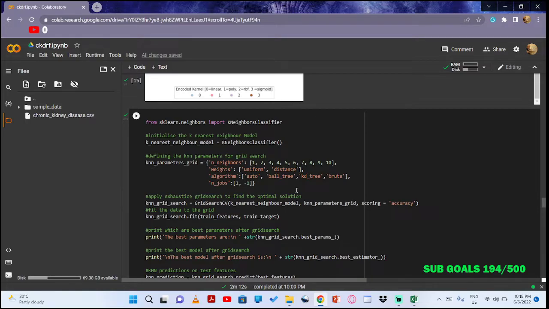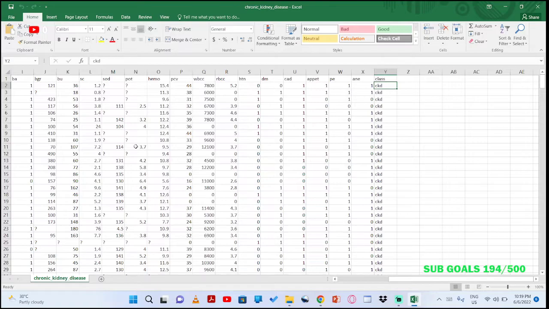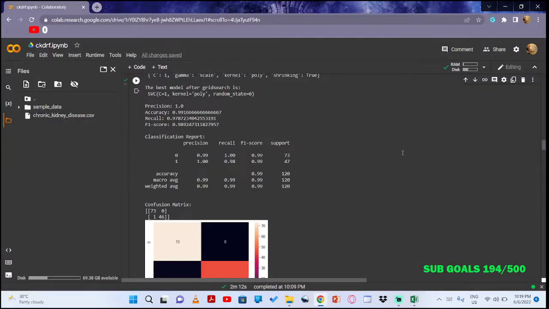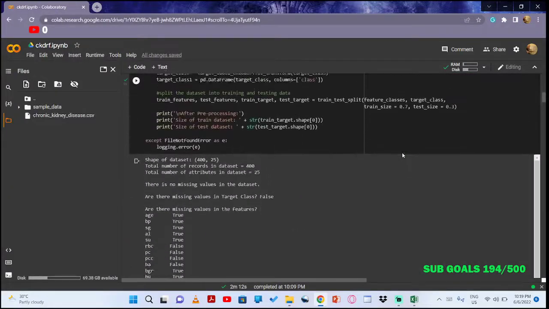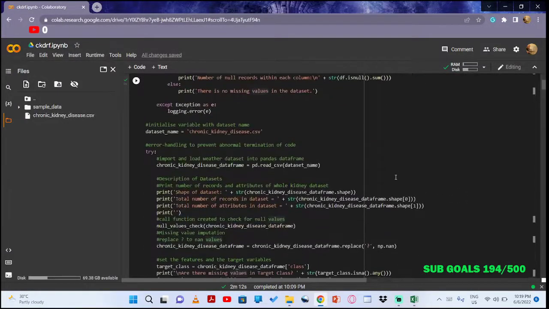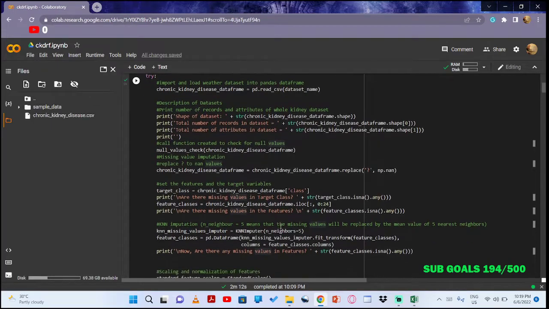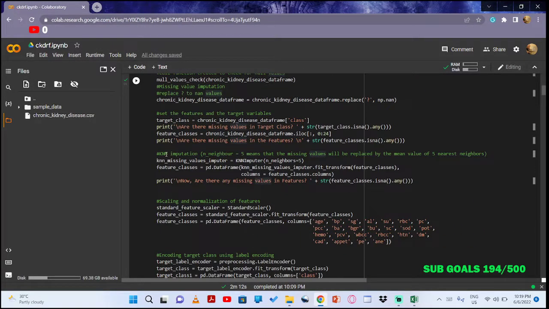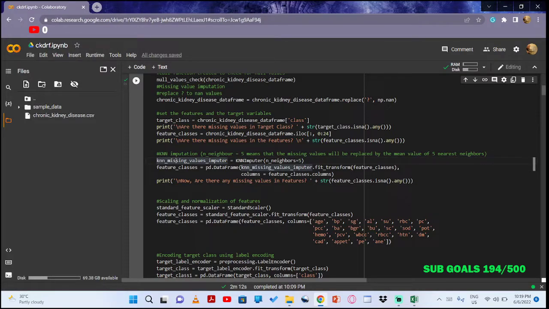KNN. I initially mentioned that we have null values somewhere. Only KNN can overcome these null values. I'll show you one more thing. To replace the null values, the NaN values, I just applied the KNN missing value imputer. This line is what I was trying to make.